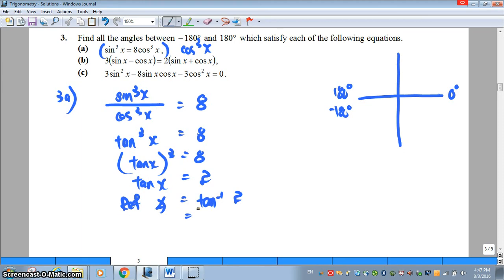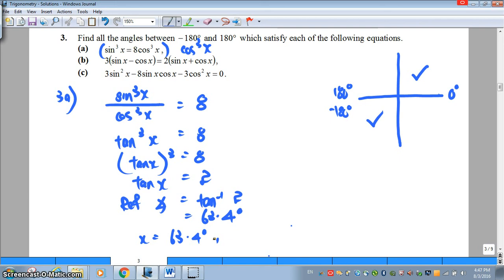You'll get 63.4 degrees. Okay, because tangent is going to be positive, it means it will lie in the first quadrant as well as the third quadrant. If it lies in the first quadrant, your value of x will be 0 plus the reference angle.